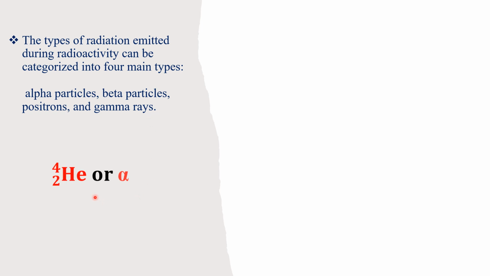First, alpha particles. The alpha particle symbol you can write like this: helium, with mass number 4. The upper left corner is the mass number, A, and the lower left is the Z number, or atomic number. This is one way we can write the alpha particle, or you can use the Greek letter alpha as the symbol.